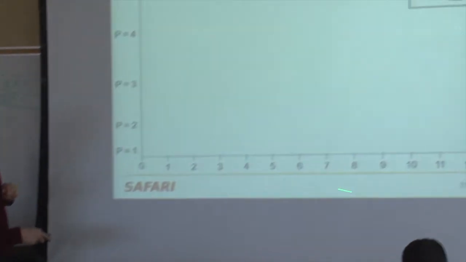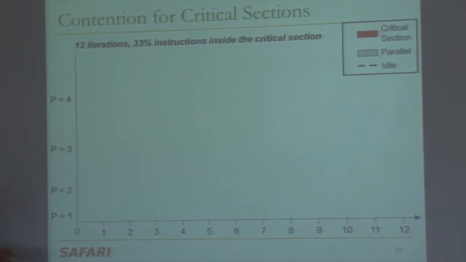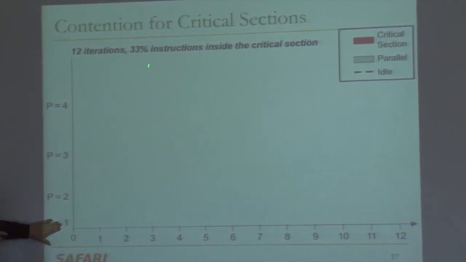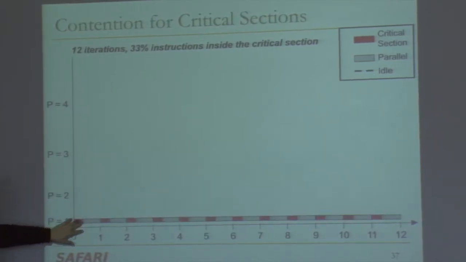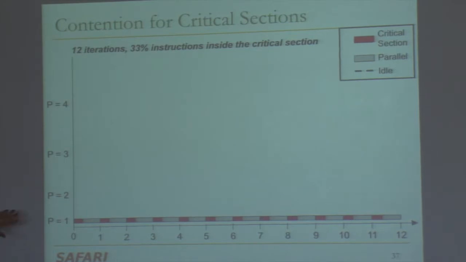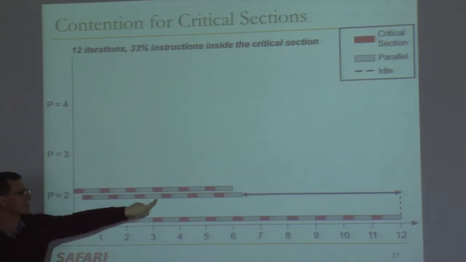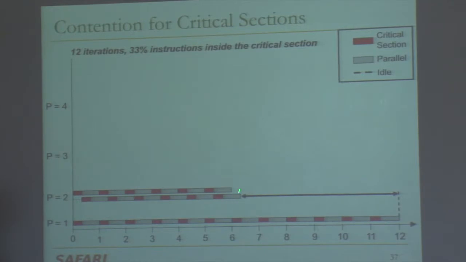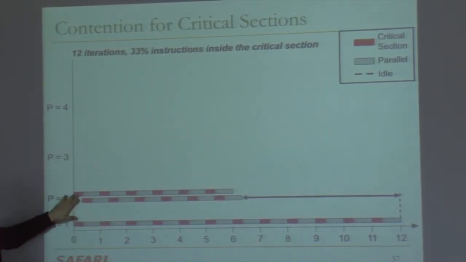I'll pictorially demonstrate like 12 iterations. And I'll assume that 33% of instructions are inside the critical section in this iteration. If you execute this synthetic program with one processor, this is what you would get. Critical sections don't matter in this case because it's a single-threaded version, but it spends 33% of its time in the critical section. It takes 12 time units. Let's say if you parallelize this and have two processors, this is what will happen. When one thread is in the critical section, the other thread cannot be. So they cannot both be in the critical section. So you get some performance, but it's not exactly 2x because you have this additional critical section that cannot be parallelized. So performance improves here.